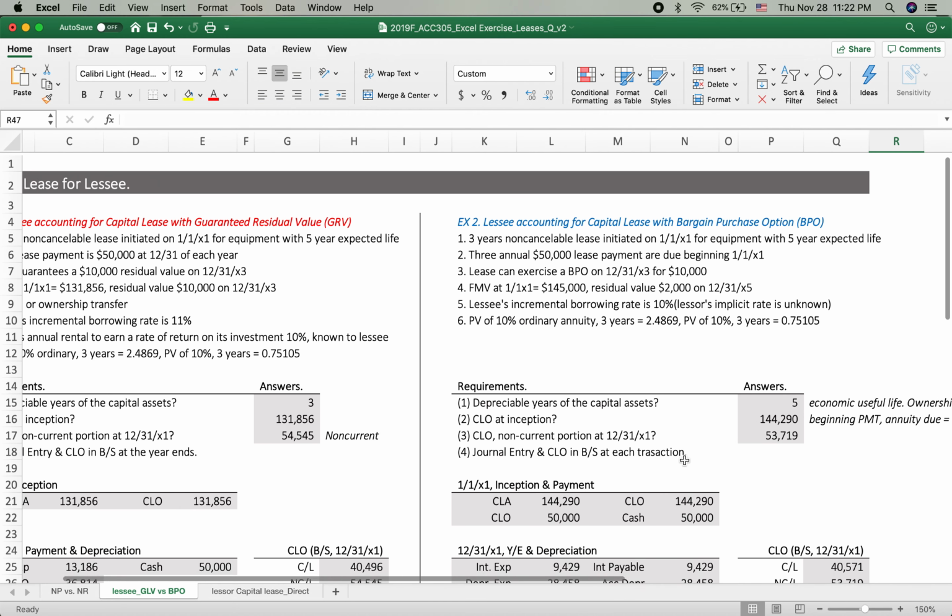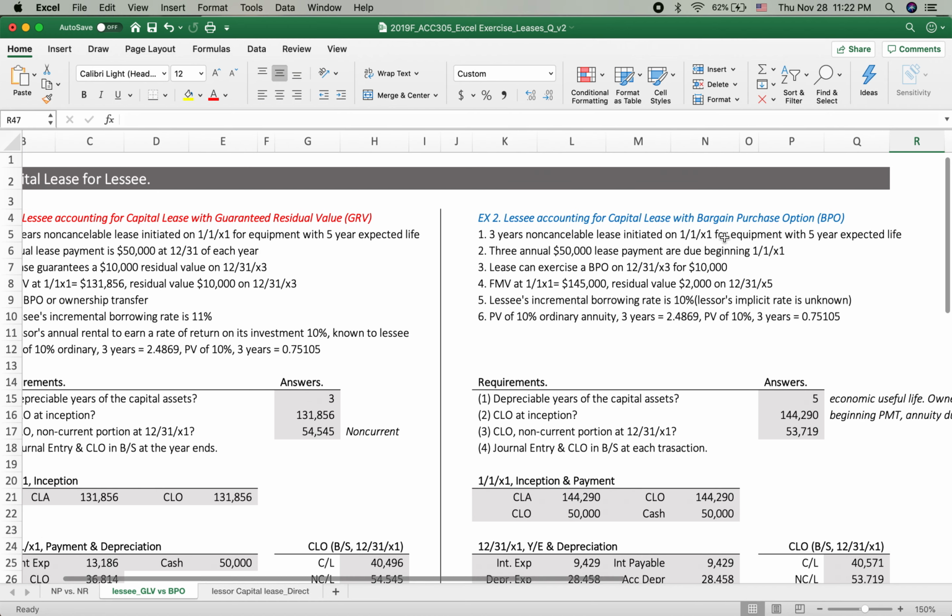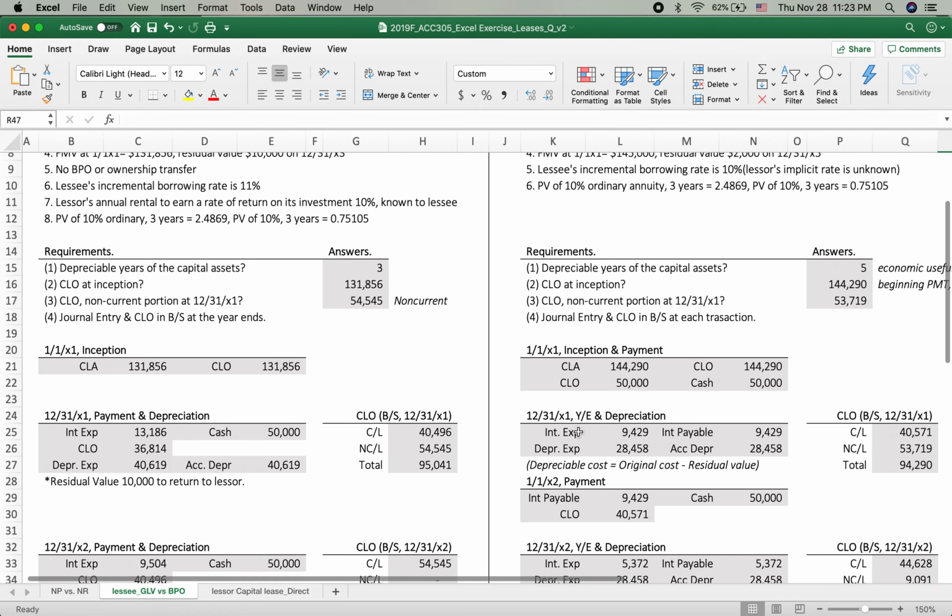Okay, so we finished up the guaranteed residual value, the exercise, and the bargain purchase option. I want you to practice it several times until you get this skill planted in your gut, because that is a very, very important exercise that might be coming to the final exams or some quizzes.